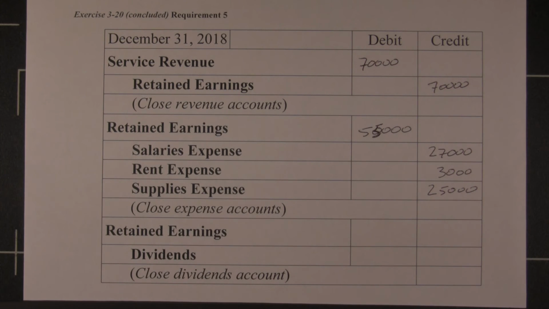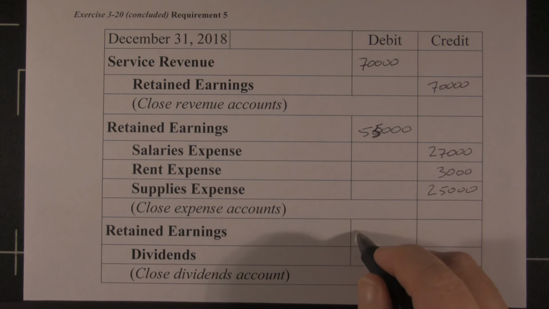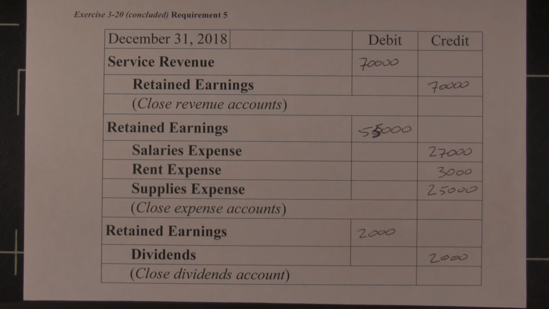We now have the dividends that we paid of $2,000, which carries a debit balance, so we have to credit dividends for $2,000, and we have to debit retained earnings for $2,000. That closes all of the revenue accounts, all of the expense accounts, and the dividends account. They're all down to zero. We're ready to start a new year, and off we go.